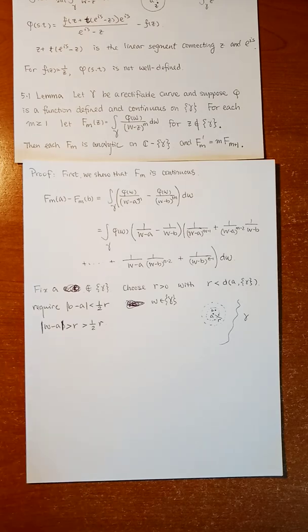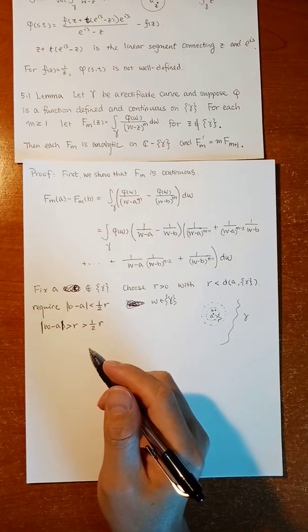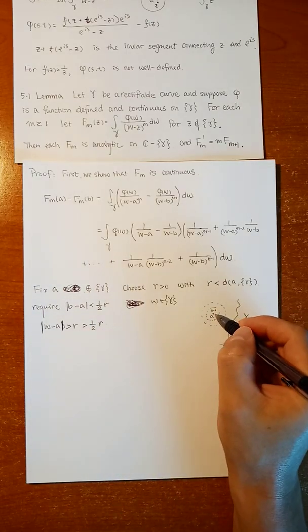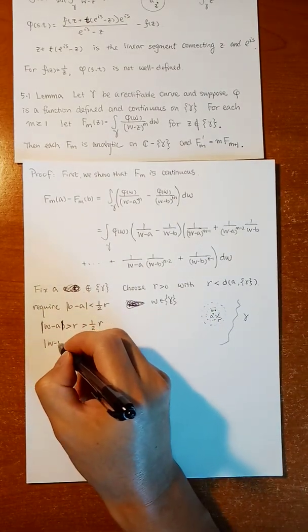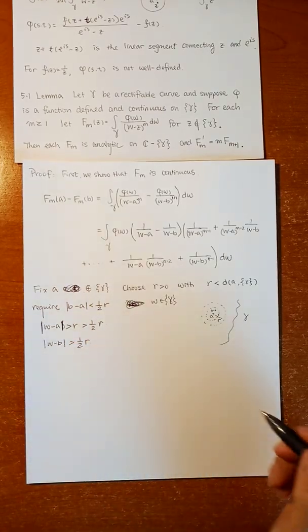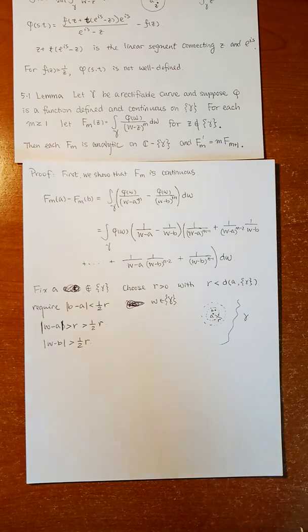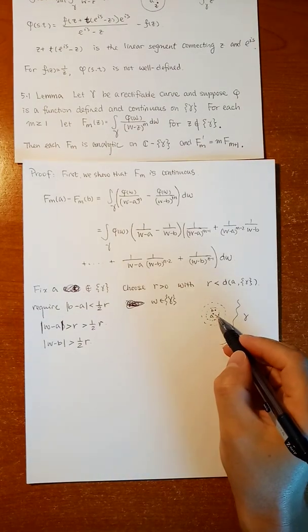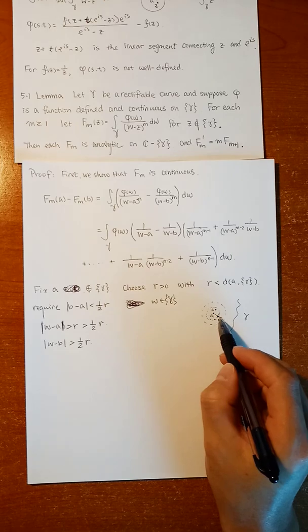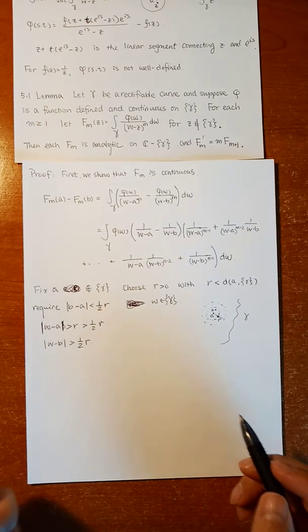So |w − a| is greater than r, which is greater than 1/2 r. b is very close to a, so |w − b| is greater than 1/2 r. Also, you see, this is a symmetry we used here. Because the closest point is this point, this point to the exterior part is at least 1/2 r.